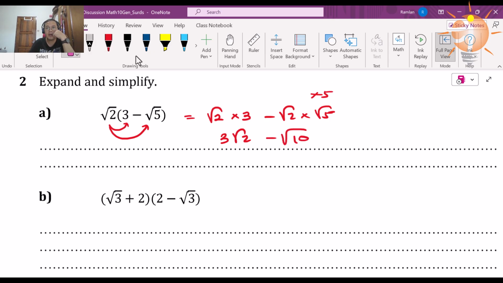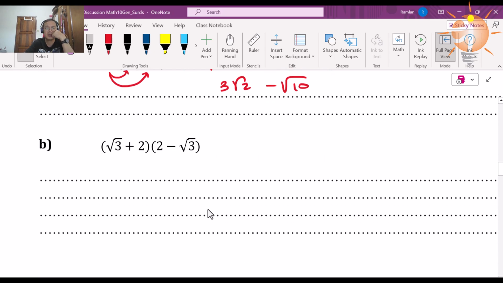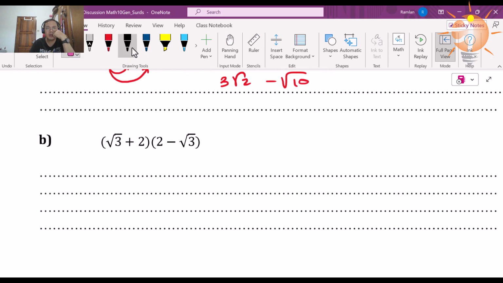Okay, pretty simple. Now the next question is 2b. It's actually almost the same thing, but we know that we need to do the FOIL method, right? Or the FOIL, what do you call it? The rainbow method, right? 1, 2, 3, and 4. Because again, you're multiplying here. Don't forget that you need to make sure that it's being multiplied, not being added or subtracted. Yeah. So let's do it one by one.